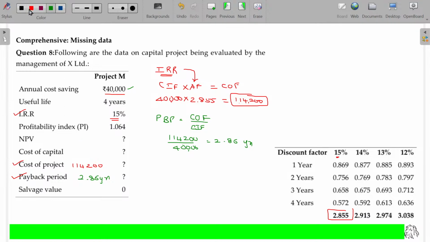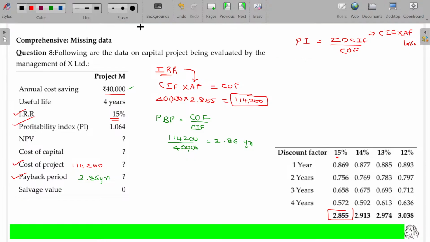Now, we have been given the profitability index. The formula for profitability index in this case is equal to summation of discounted cash inflow by cash outflow. Here, summation of discounted cash inflow is nothing but cash inflow into annuity factor at the applicable cost of overall capital.